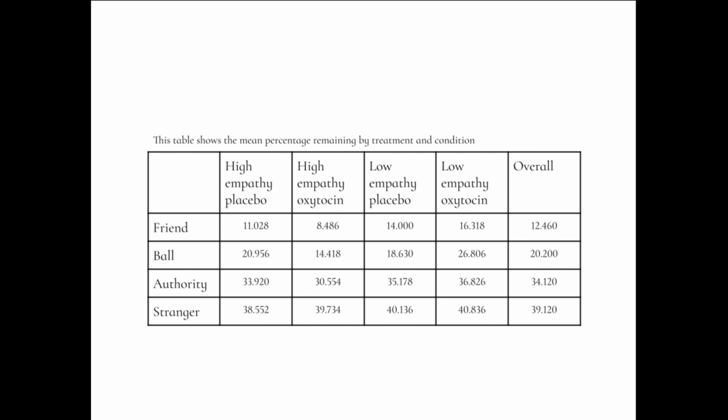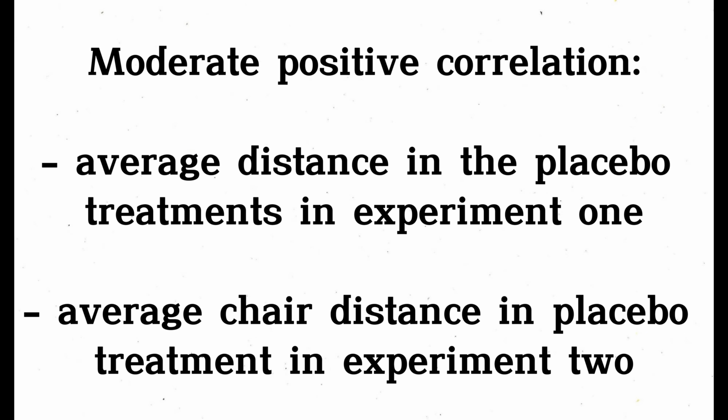Within the high empathy group, there was a trend towards the oxytocin decreasing interpersonal distance when compared to the effect of the placebo. Finally, there was a moderately positive correlation found between the average distance in the placebo treatments in Experiment 1 and the average chair distance chosen in the placebo treatments in Experiment 2. This suggests that the same effect was being tested in both experiments.